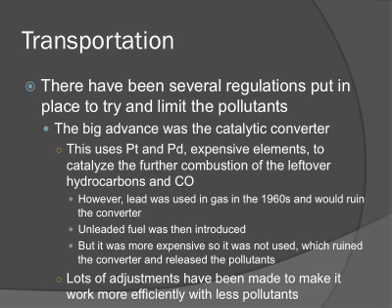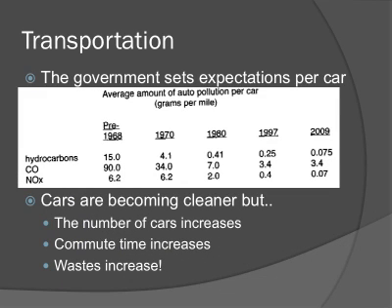Okay, so the government actually sets expectations per car. Previous to 1968, you can see that the expectations were pretty high. Or not the expectations, what they allowed. They allowed 15 grams of hydrocarbon per mile. I mean, that's a lot when you think about how many miles people drive every single day. They would allow 90 grams of carbon monoxide per mile. They would allow 6.2 grams of our nitrogen oxides per mile. What is the big difference from the 1960s to now when we're talking about pollutants coming from cars?